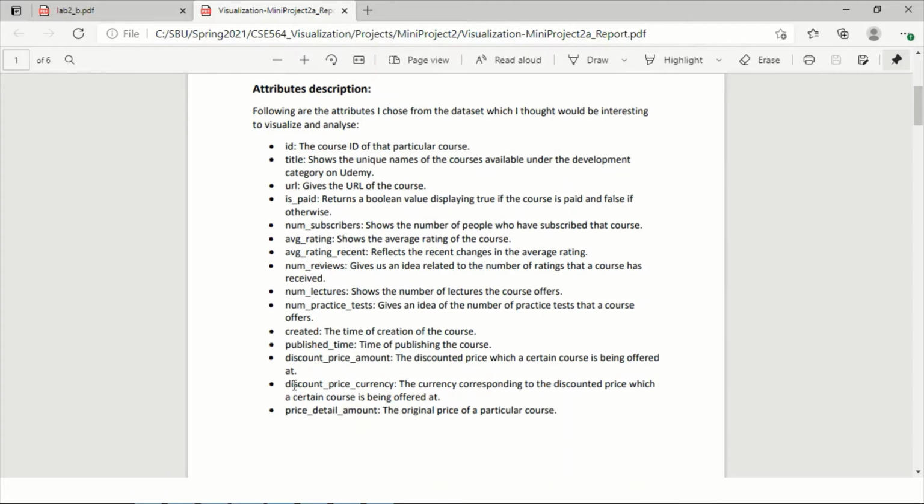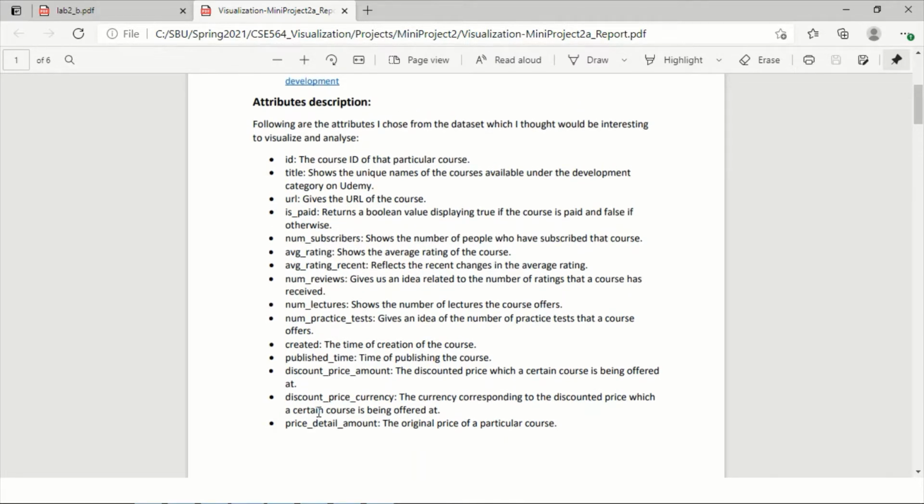This is the list of columns or dimensions that this dataset offers, out of which I have selected 7 features of numerical type, which are number of subscribers, rating, number of reviews, number of lectures offered, number of practice tests offered, discount price amount and actual price amount. So let's look at each algorithm and plot.